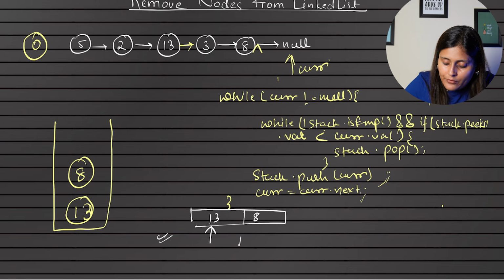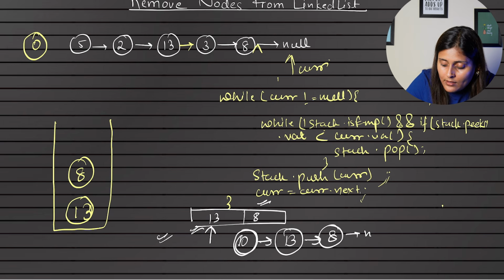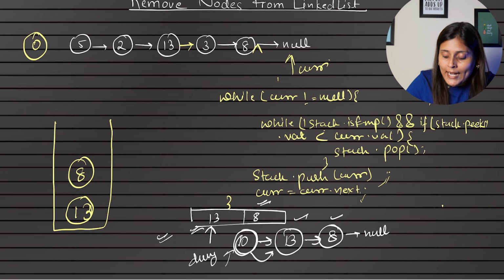So we'll pick, and first we'll start from a dummy node, let's say 0. To its next we will connect this node, which is 13, and to its next we will connect the next node, which is 8, and that's it. And at the end, which is this is dummy, right? So at the end we will return dummy dot next. So 13 and 8 will be our answer.